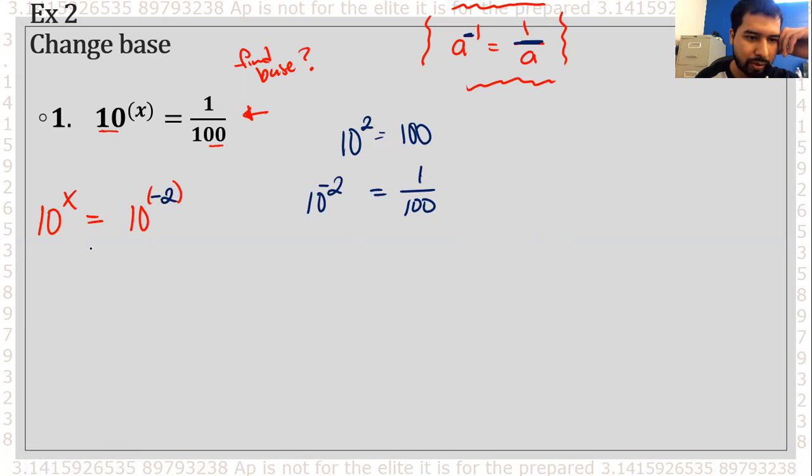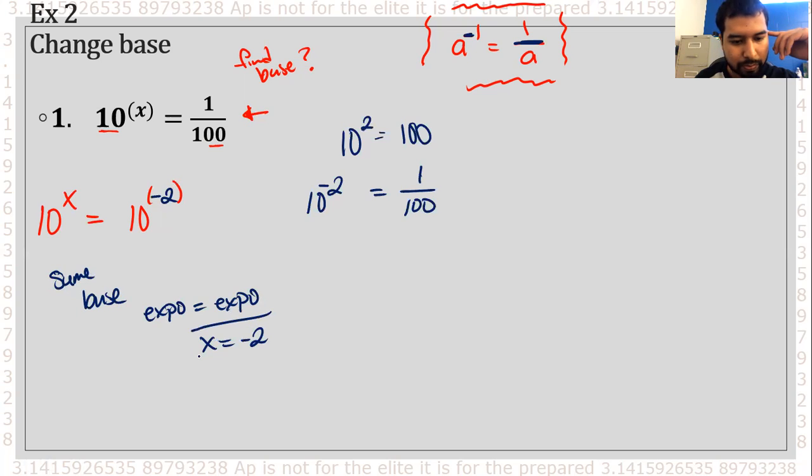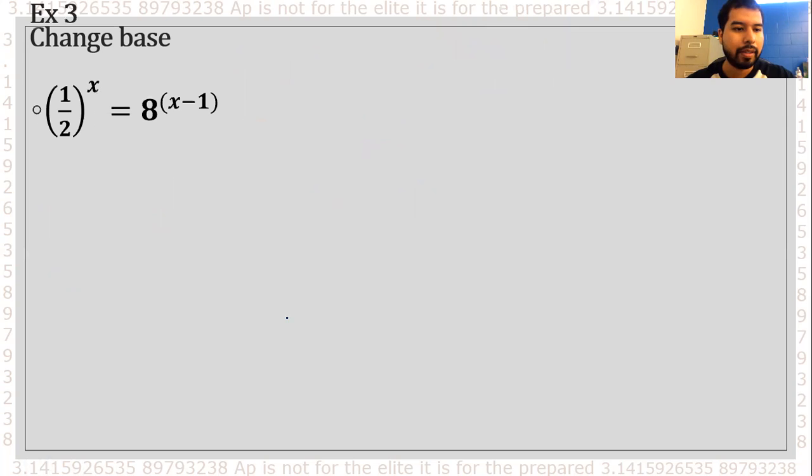So my solution, now that my bases are the same, when I set my exponents equal to each other, my x is going to equal negative 2. That will be my solution. Okay, let's go ahead and try one a little bit more challenging. So go ahead and pause the video and give this one a try.